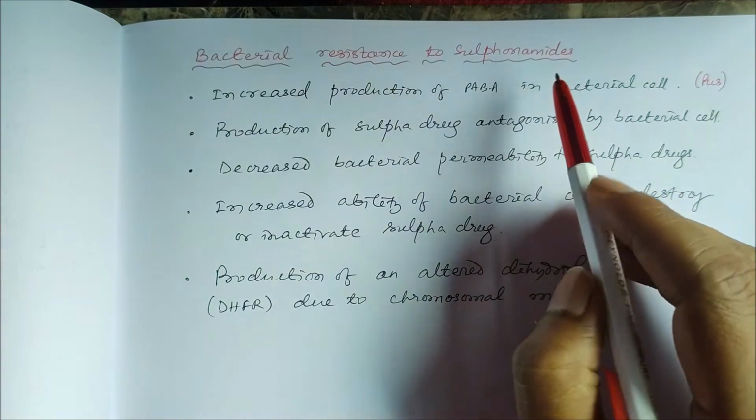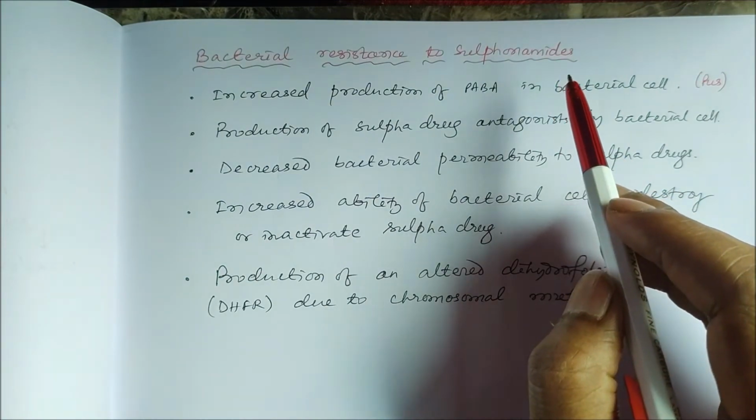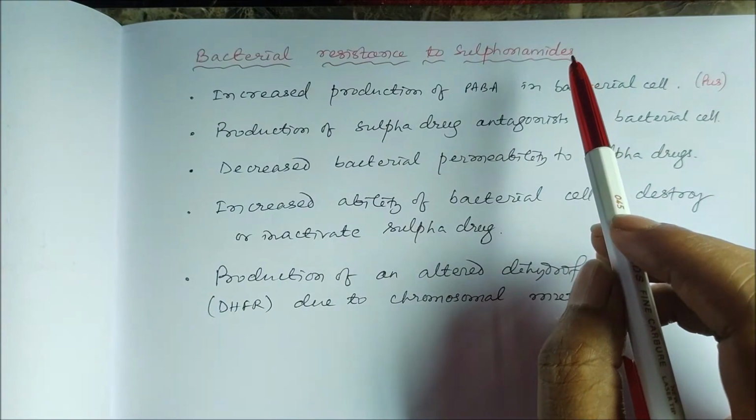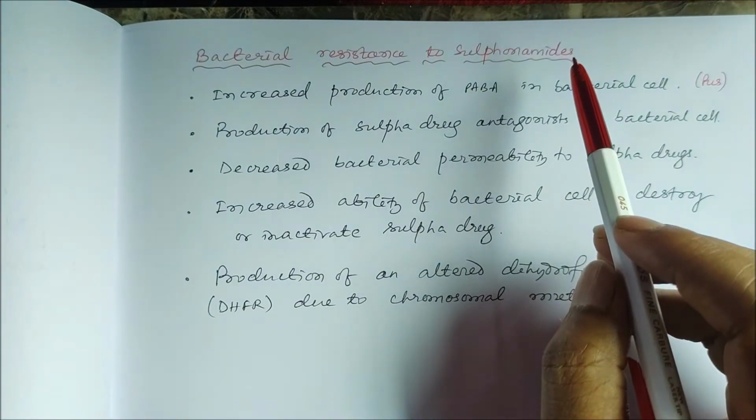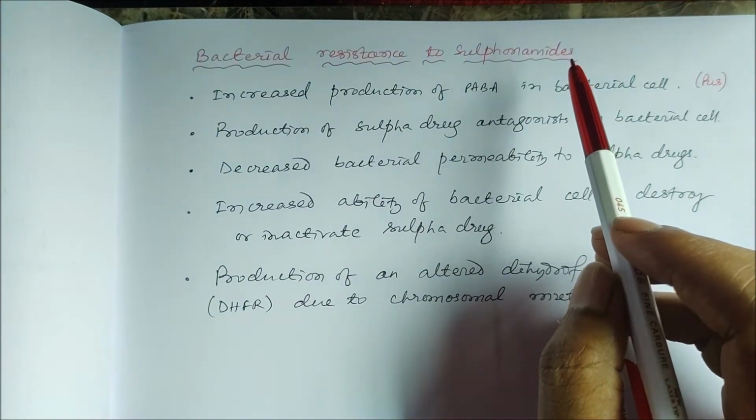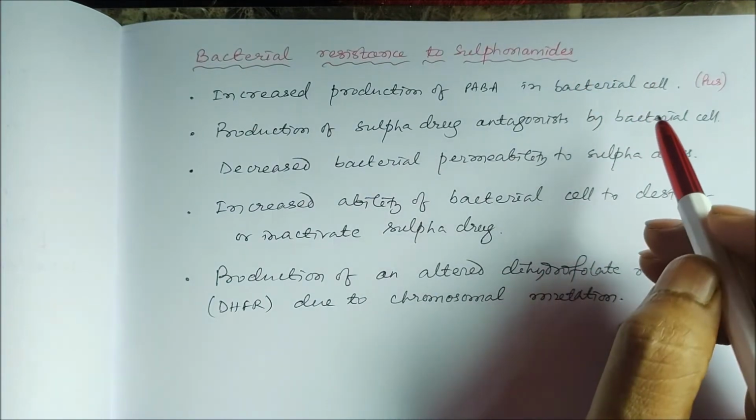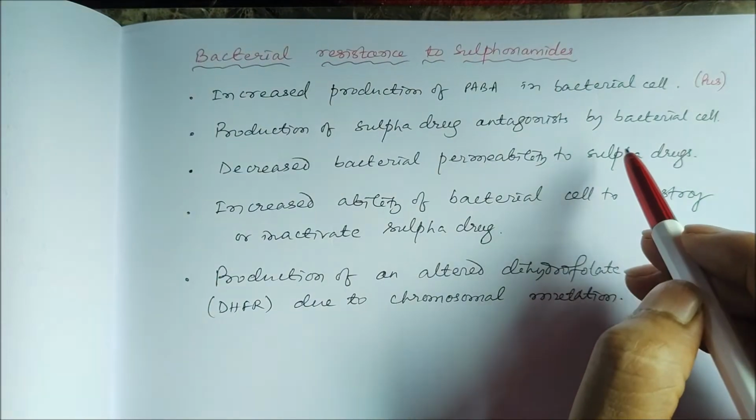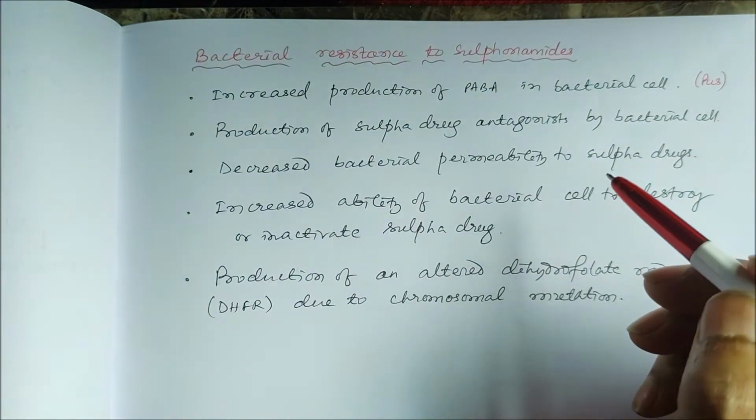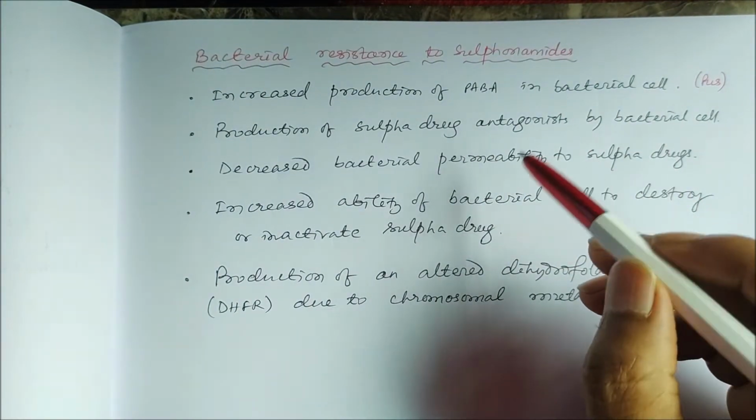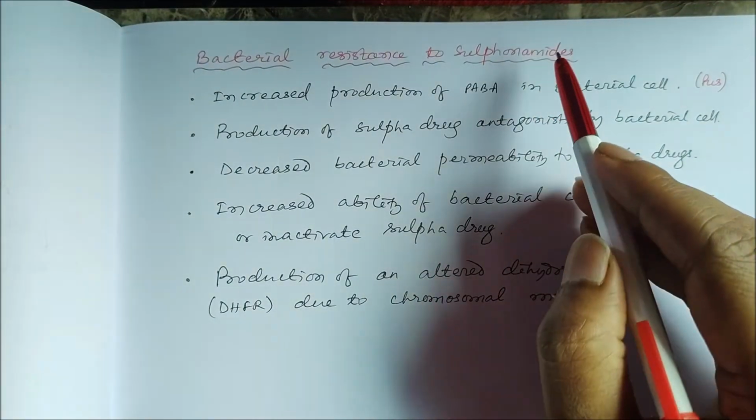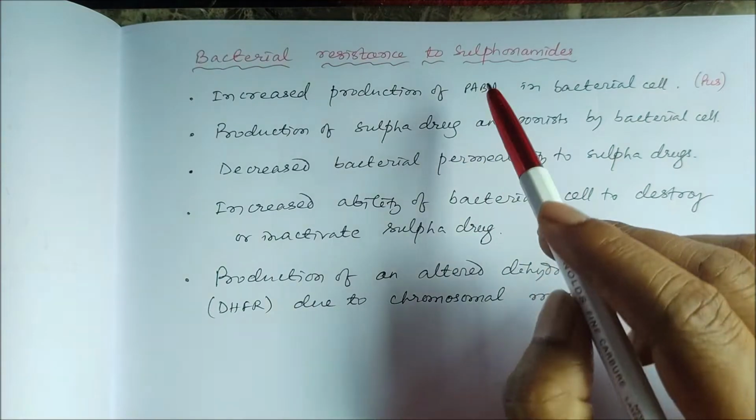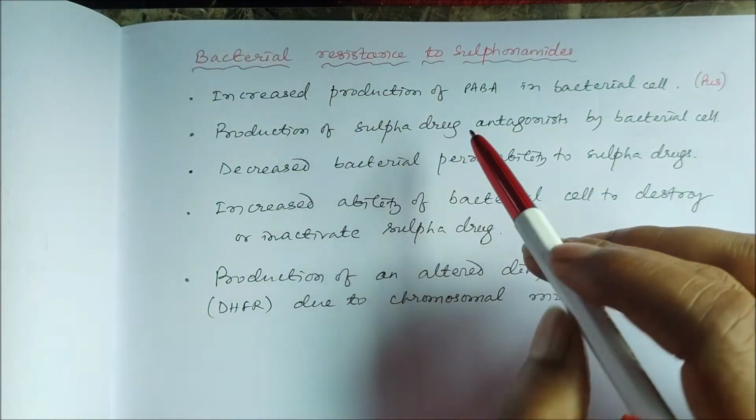Today we'll study bacterial resistance to sulfonamides. Sulfonamides are antibacterial drugs. Before antibiotics, they were the only drugs having antibacterial action. Way back in 1908, they were first discovered. Until the discovery of penicillin, sulfonamides were the only drugs having antibacterial action, and these drugs show resistance.